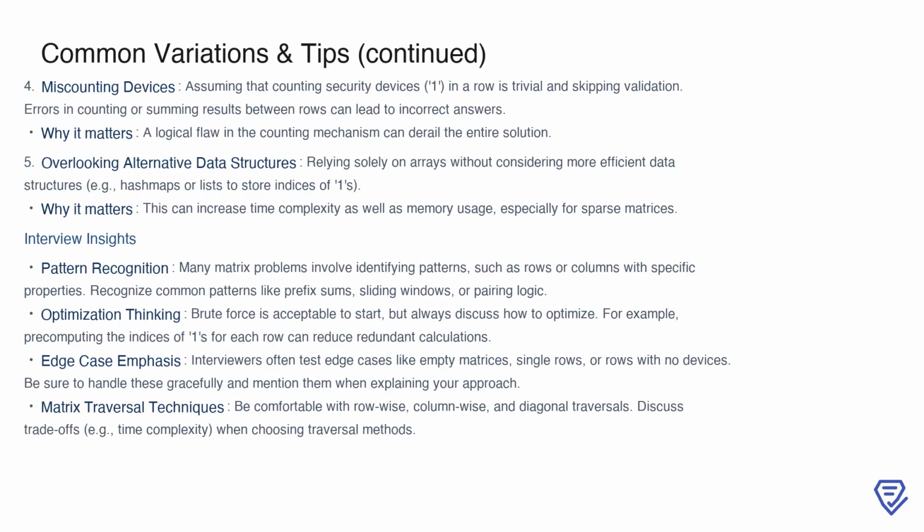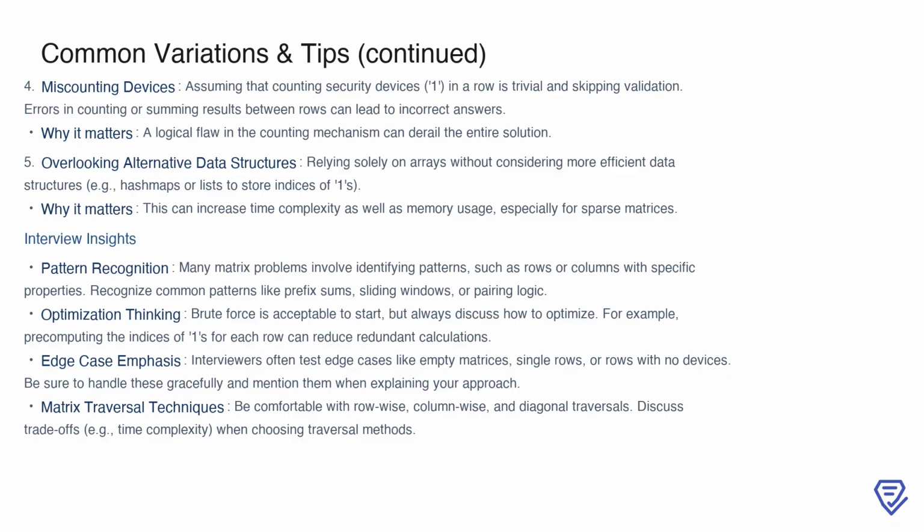Another issue to watch out for is miscounting the devices in a row. While counting the number of ones might seem trivial, skipping proper validation can lead to errors. For example, failing to account for cases where rows are empty or data is sparse can produce incorrect results. It's essential to ensure your counting mechanism is robust. Additionally, overlooking alternative data structures can hinder your solution. While arrays are straightforward, using more efficient structures like hash maps or lists to store the indices of ones can significantly improve time and space efficiency, especially for sparse matrices.